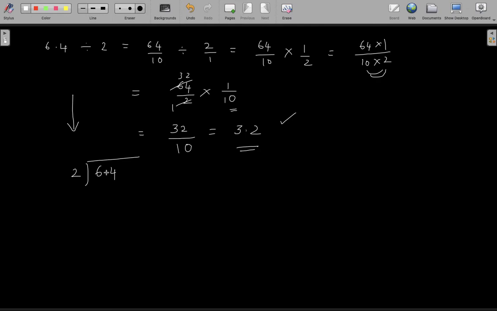Now you have 2 times 3 gives you 6. 6 minus 6 is anyway 0. But you have a point here. You bring down 4, but you have a point here. So to continue with the division further, we are going to introduce the same point or the same decimal here in the quotient. Right? Now 2 times 2 gives you 4, leaving you with the remainder 0. So your answer in this case is 3.2, which is the same thing that you got here.